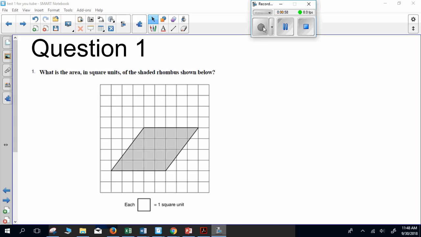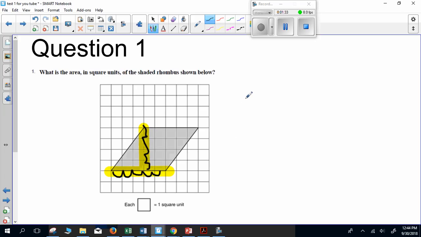Question 1. It asks for area in square units, what is the area of this rhombus shaded below? So the first thing I need you to do is to highlight the base and the height. So I need to remember that bases and heights always come in at right angles. So now what I'm going to do is look at my base and my height and count how long each of those is. So my base is 1, 2, 3, 4, 5. And my height is 1, 2, 3, 4.